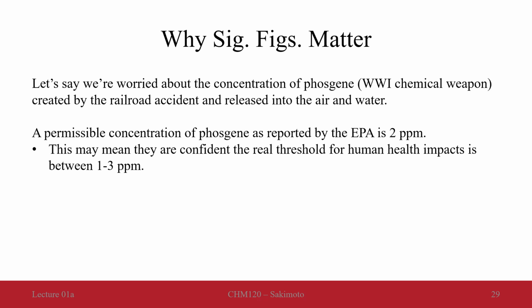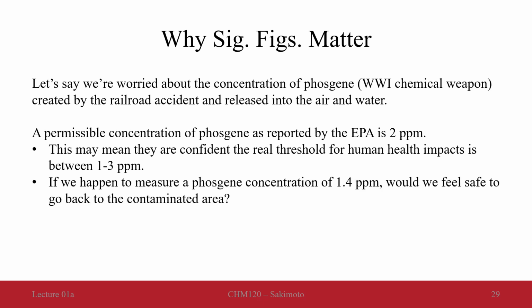What this really means is that, because the research is still relatively minimal, the EPA is really only confident that the safe threshold, at which it becomes dangerous to human health, is somewhere between 1 to 3 ppm, a quite wide range centered around this average best guess value of 2 ppm.